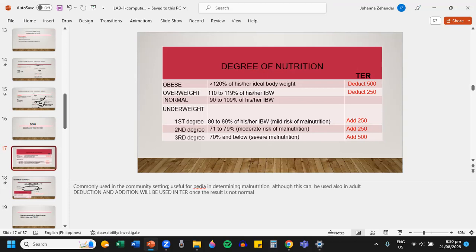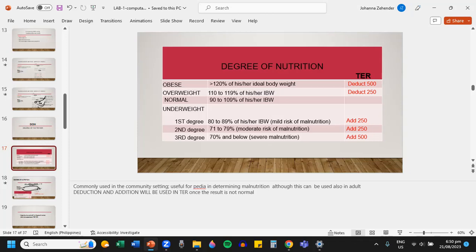For an overweight person, that would mean 110 to 119% of his or her ideal body weight. So for that, we deduct 250 for the TER. For normal, which is 90 to 109% of his or her IBW, no computations at all. And for underweight, as you can see, we have first, second, and third degree. For first degree, it's 80 to 89% of his or her IBW.